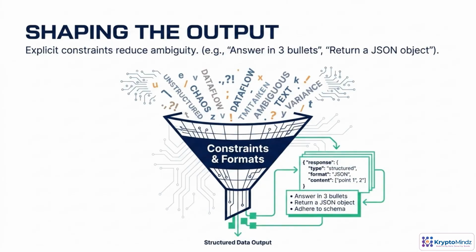Constraints turn a fuzzy model into a predictable component. Spell out exactly how to answer, the format, length, and what to exclude. You might require 3 bullets, under 100 words, no code, or a specific JSON schema. You can also define what to do when it's uncertain, such as replying with, "I'm not sure." These guardrails reduce hallucinations and make integration, logging, and automation much more reliable.